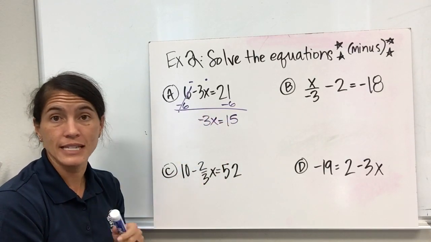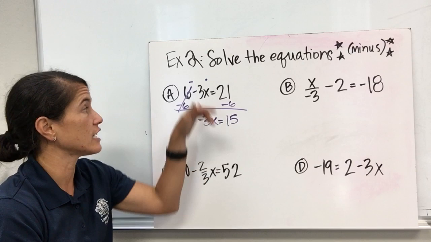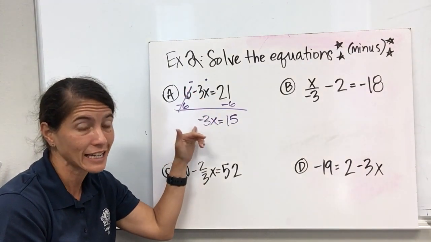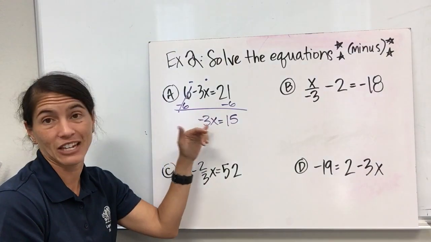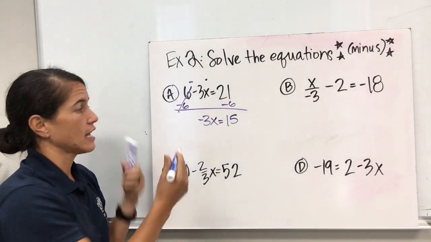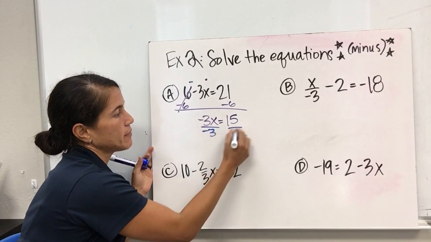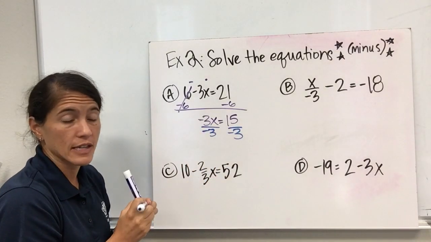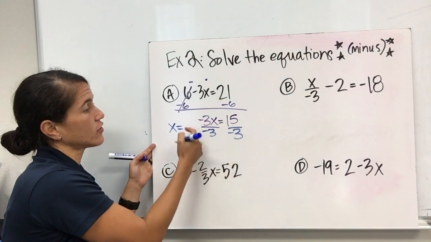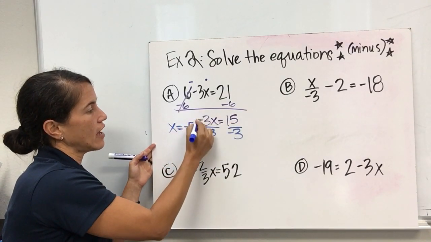Here is a common mistake. Students make it, and I've seen it, is they forget to bring down this negative. This minus is a negative. This minus means negative 3x. So just don't forget to bring that negative down. Now I can divide by negative 3 on both sides. And 15 divided by negative 3 is negative 5.